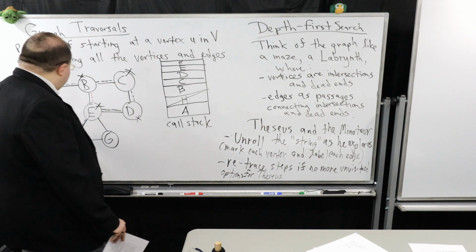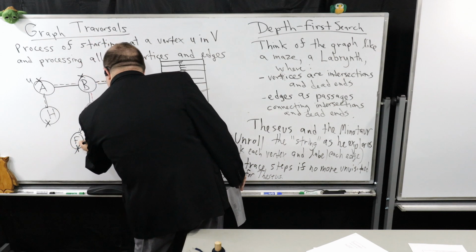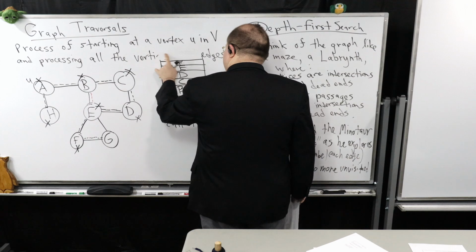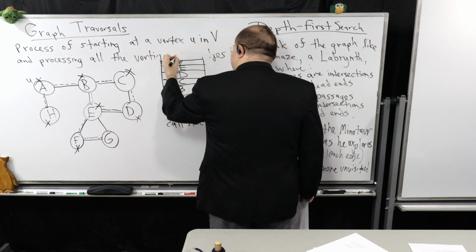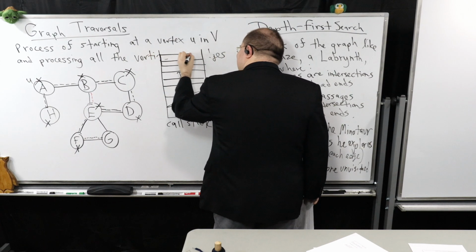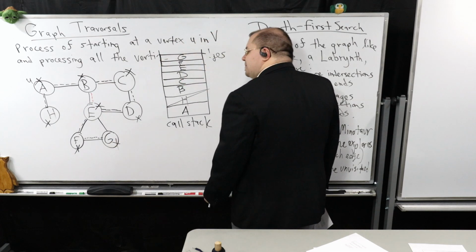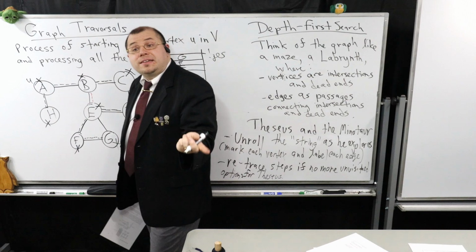And then I look at my incident edges. You'll see quite quickly I have another edge here. And then I could explore. I'm sort of running out of space. I need one more to fit on here. Then I go and visit G. I mark it. I look at my edges that are incident to me.